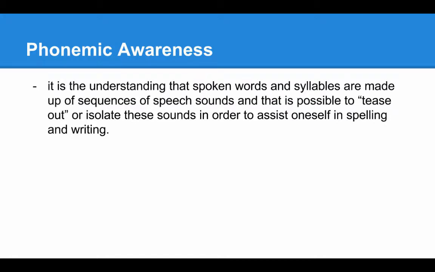Phonemic awareness, what is it? It is the understanding that spoken words and syllables are made up of sequences of speech sounds, and that it's possible to tease out or isolate these sounds in order to assist oneself in spelling and writing.